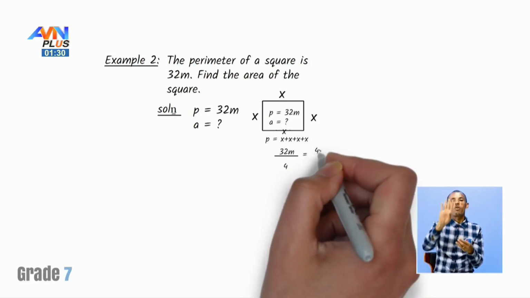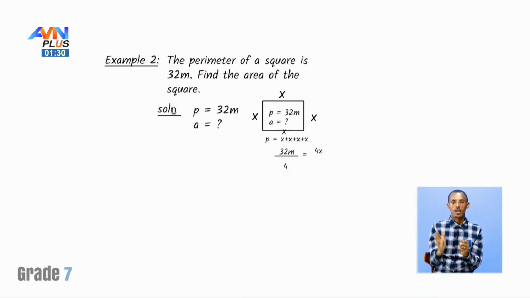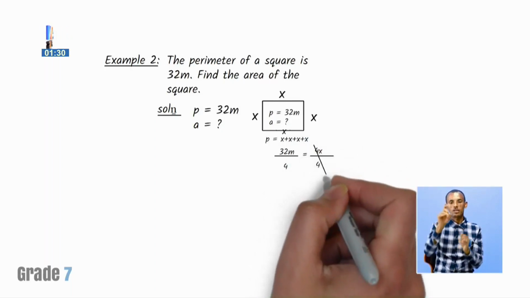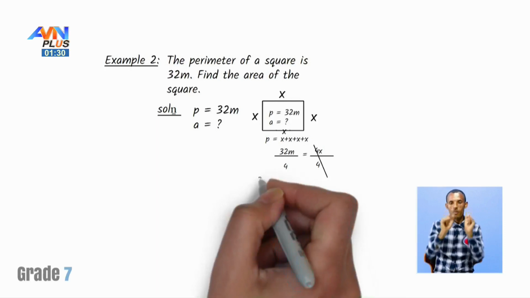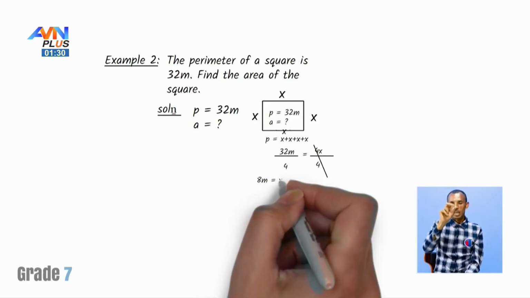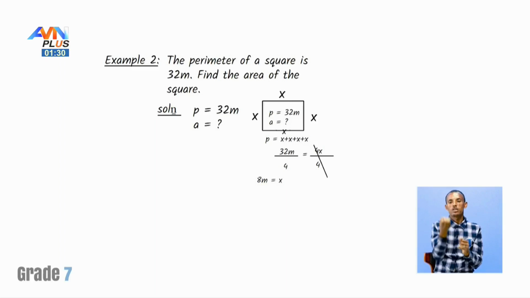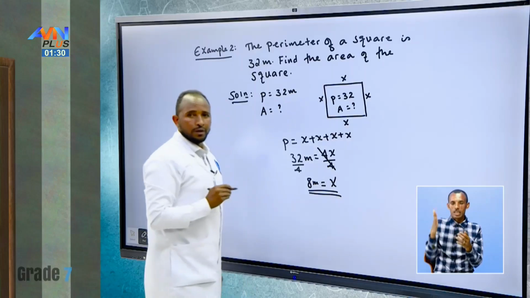So to find the side of the square, divide both sides by 4. And this cancels out. So x is equal to 32 divided by 4, which is 8 meter. So here, this will be the side length of the square.